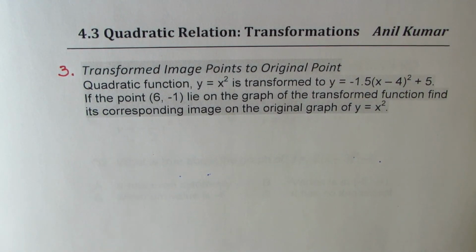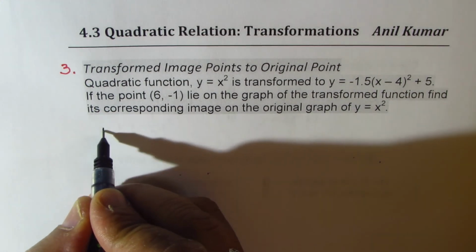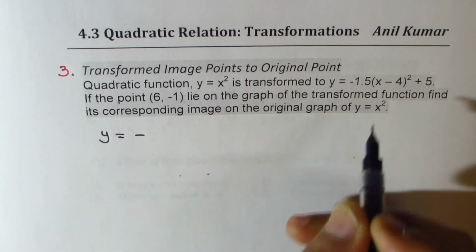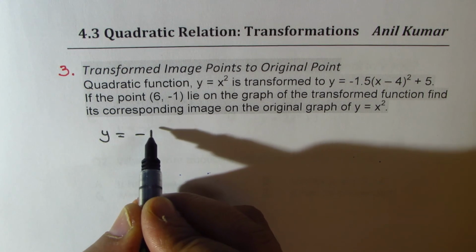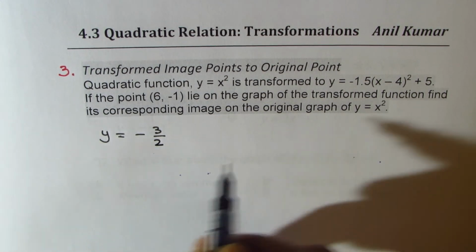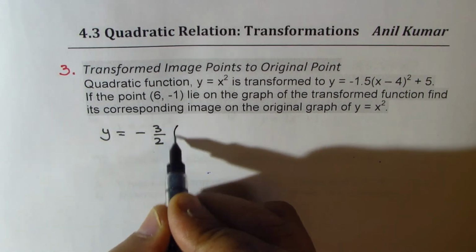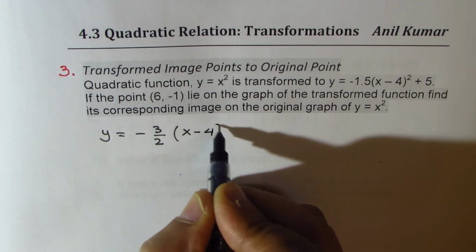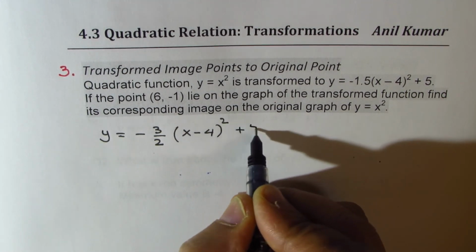Okay, so let's see how to do it. We are given the equation y equals minus 1.5, which is kind of 3 over 2. You can write decimals also, it doesn't matter. And then we have (x minus 4) whole squared plus 5.